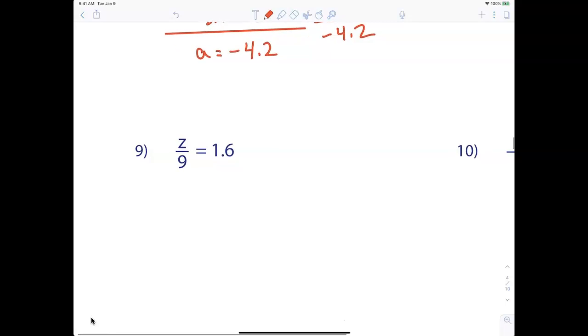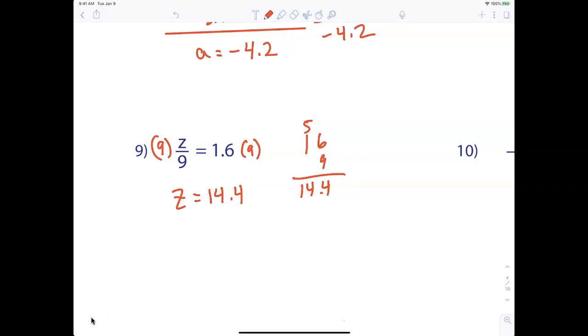Now I think the last one for this exercise, again, we're doing division. So to undo division, we multiply by 9, multiply by 9. Now I know a lot of you know what 16 times 9 is, but I'll still want to see the work. 54, 144, don't forget one decimal place, so that'd be 14.4. Again, show me the work, all right?